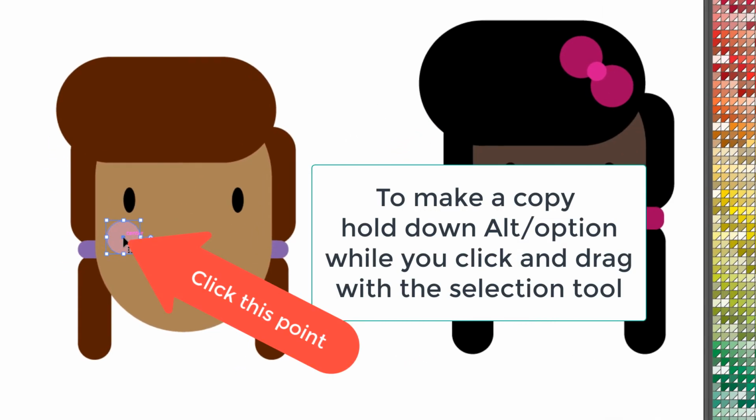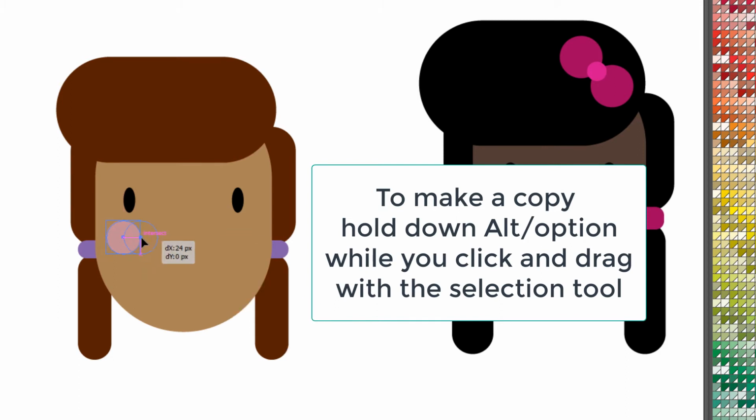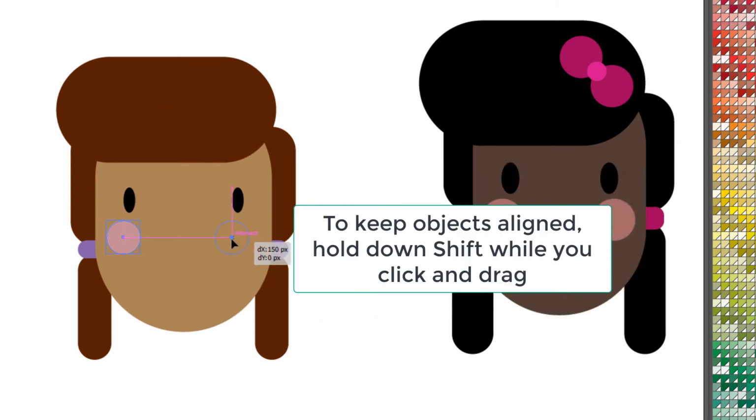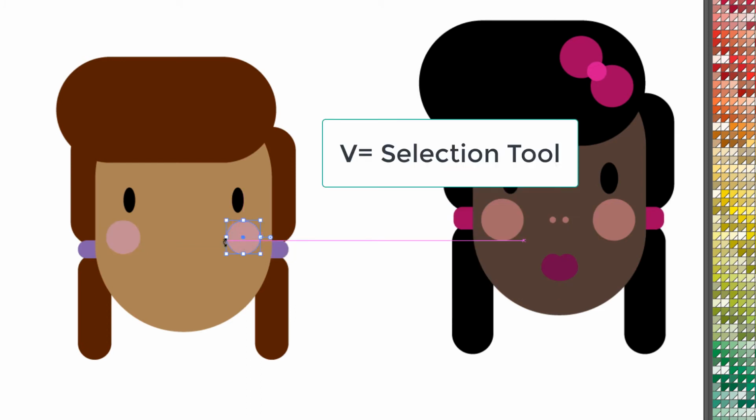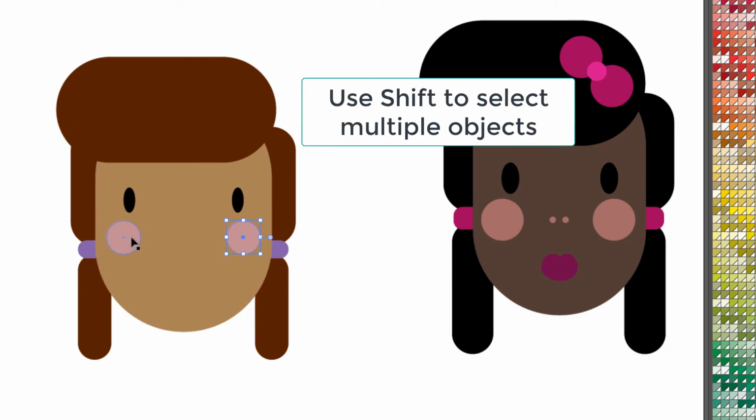Hold down Alt on the keyboard, click directly on that square in the center, and that will allow me to drag off a copy. And if I hold down Shift while I'm doing that, it will make it directly across from the first one. So I will hit V on the keyboard to switch to the selection tool, hold down Shift to click, select the other cheek, right click, group those together.